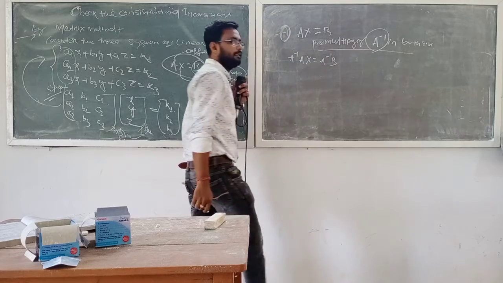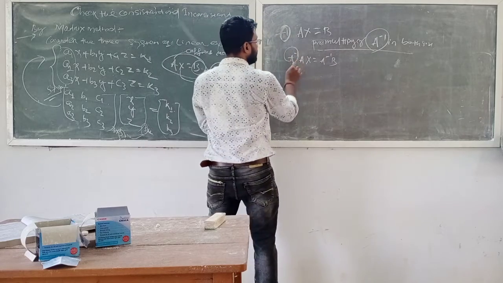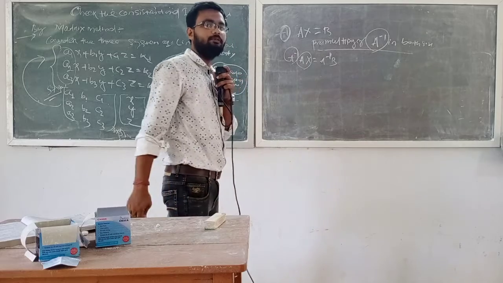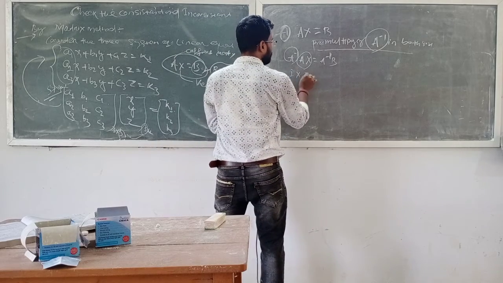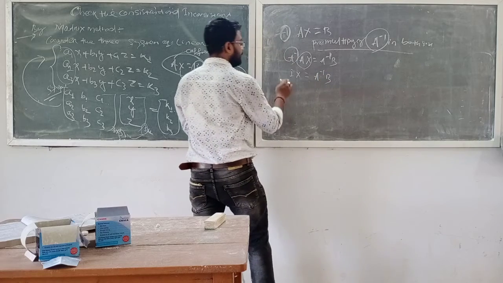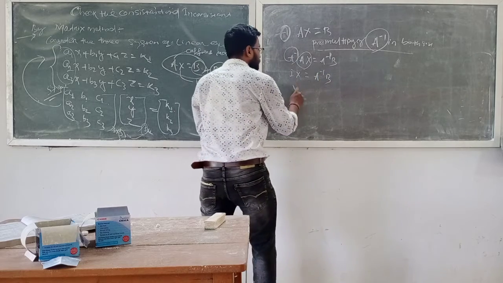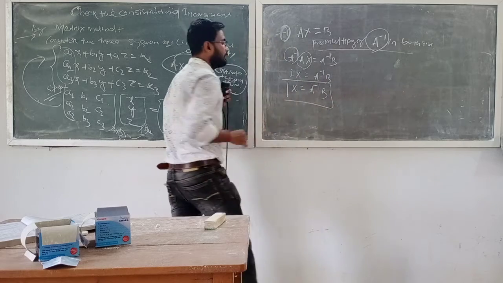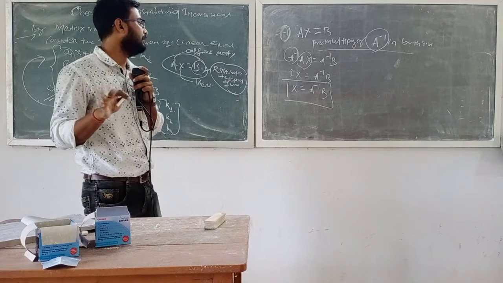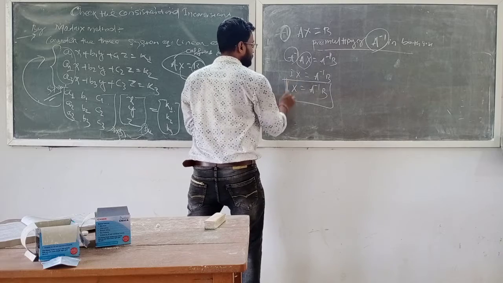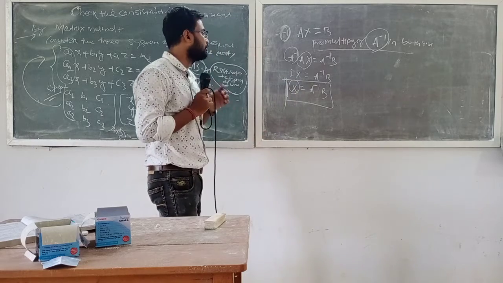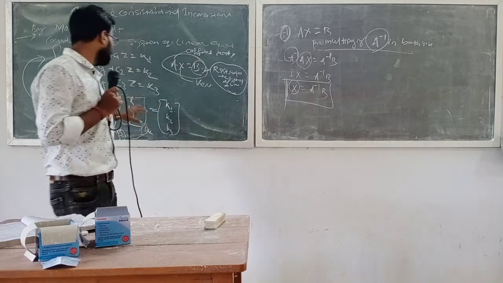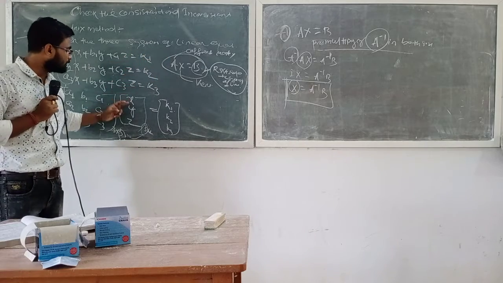Pre-multiplying, A inverse into A into x equals A inverse into B. A inverse into A, that is identity matrix into x, equals A inverse B. Then identity matrix multiplied with the x matrix is also x, so x equal to A inverse into B. So x matrix is equal to A inverse into B matrix. Now we have to find the values for the system of linear equations, x, y, z.